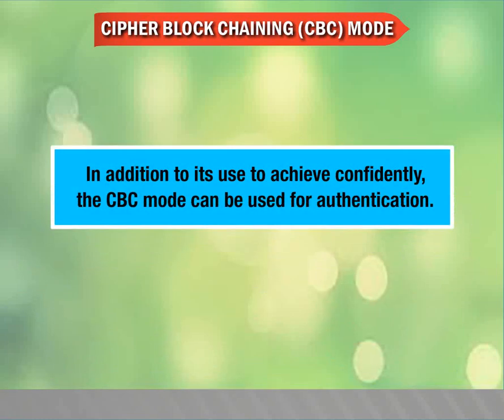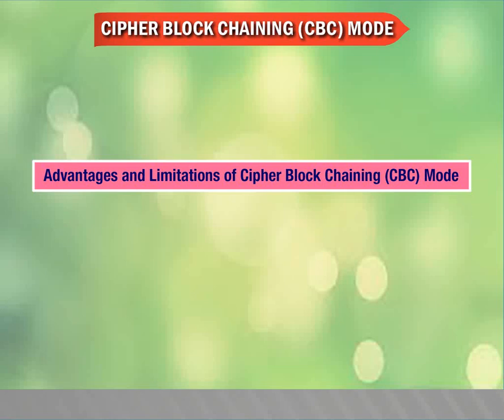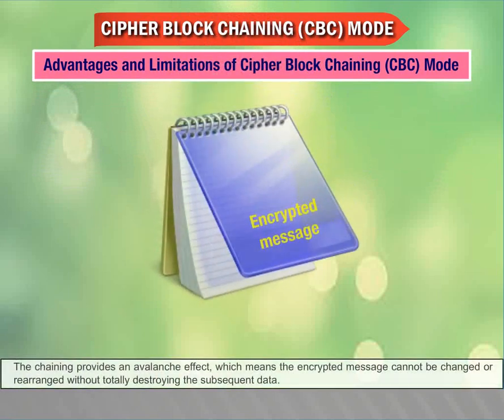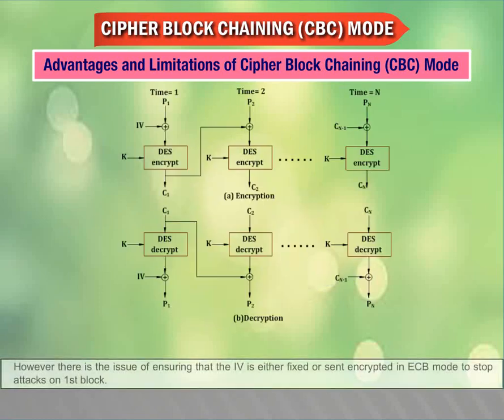In addition to its use to achieve confidentiality, the CBC mode can be used for authentication. Advantages and limitations of cipher block chaining (CBC) mode. The chaining provides an avalanche effect, which means the encrypted message cannot be changed or rearranged without totally destroying the subsequent data. However, there is the issue of ensuring that the IV is either fixed or sent encrypted in ECB mode to stop attacks on the first block.